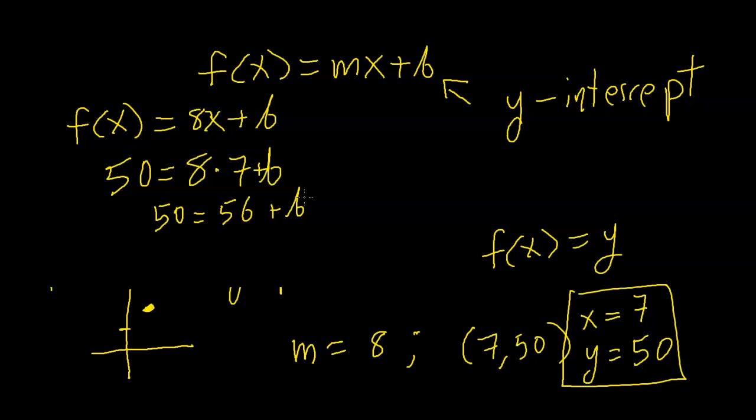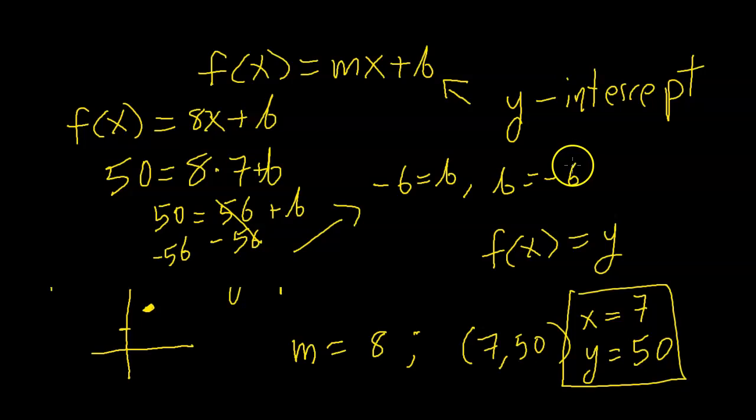This isn't too hard. This is a one-step equation. We're going to subtract 56 from both sides, and that'll cancel out. We're going to have 50 minus 56 is negative 6 equals b, or we can write it as b equals negative 6. So b equals negative 6, therefore the y-intercept of the line that we use to graph this function is negative 6.